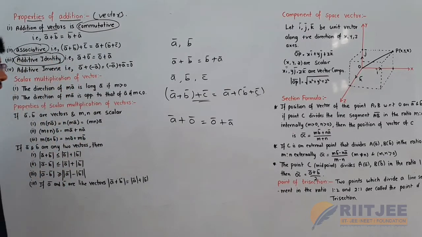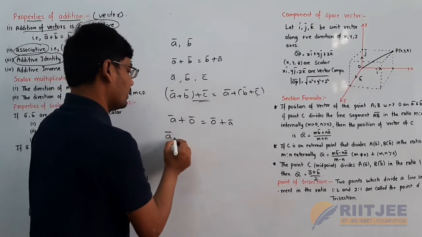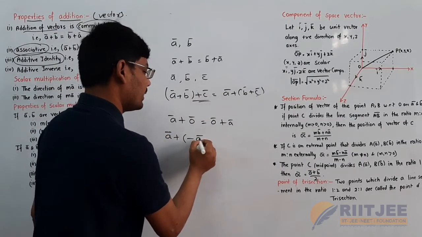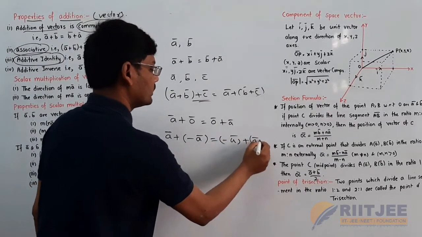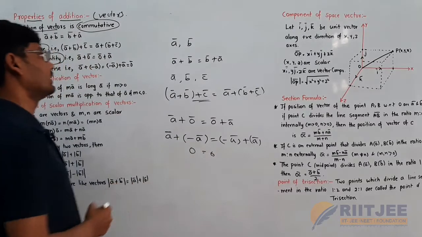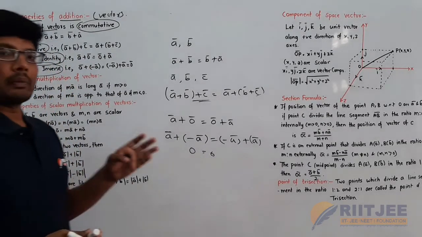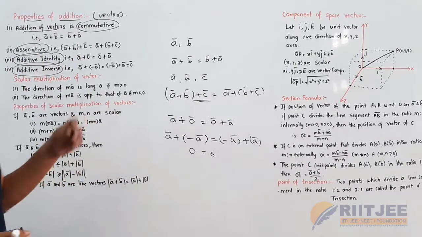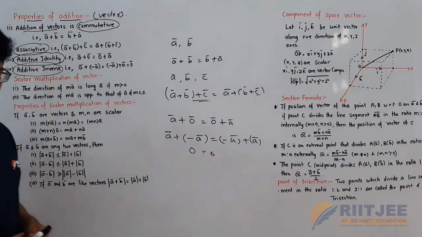And additive inverse. Here A bar is a vector and minus A bar is the additive inverse of the vector A bar. Then A bar plus minus A bar is equal to 0. Then the property is additive inverse. So we have four properties of addition of vectors: commutative, associative, additive identity and additive inverse.